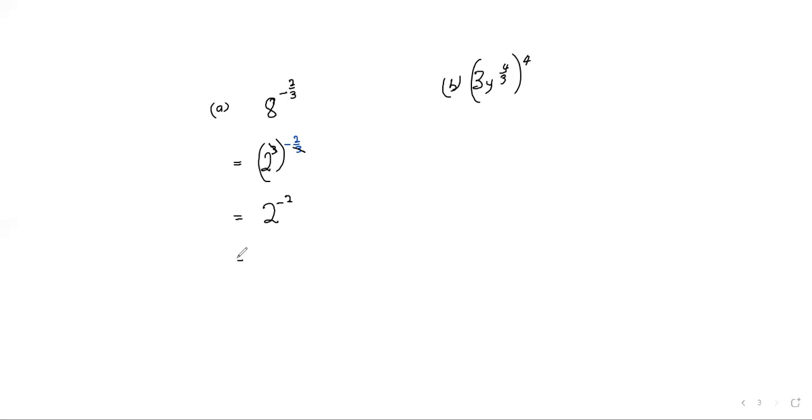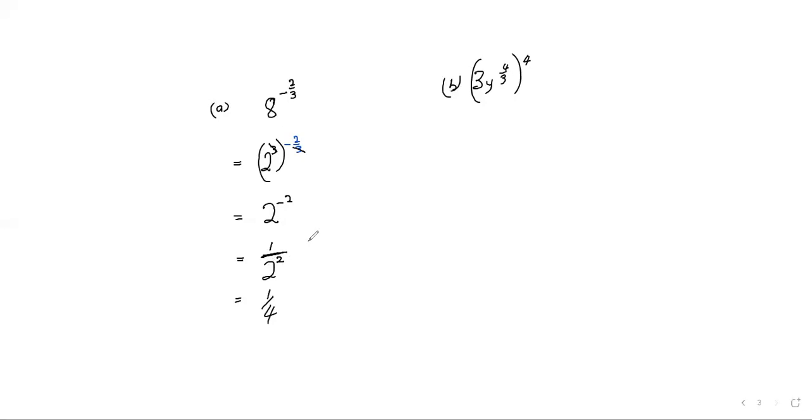This can be written as 1 over 2 to the power of 2. Note, when you take a power below the division line, the sign changes from positive to negative. That's what we have here. And then this is the same as 1/4.